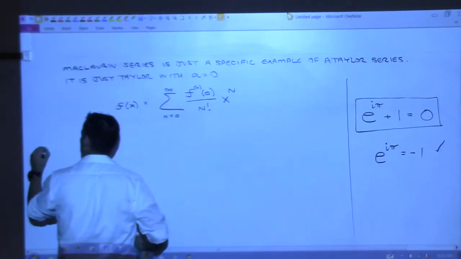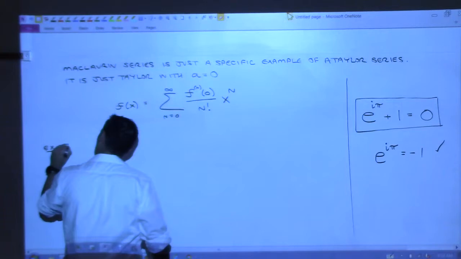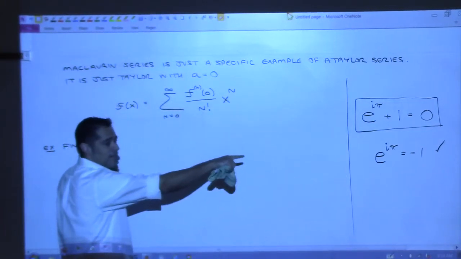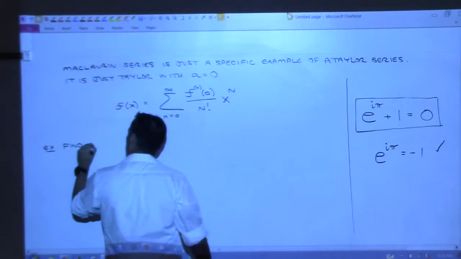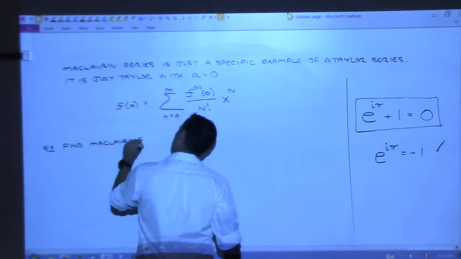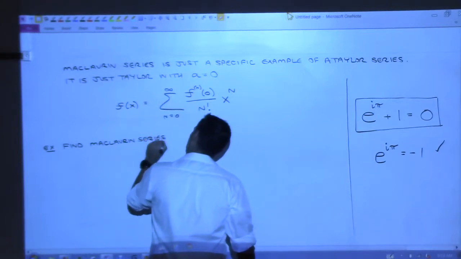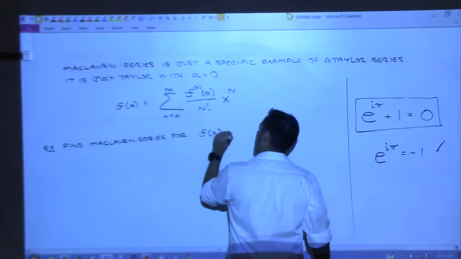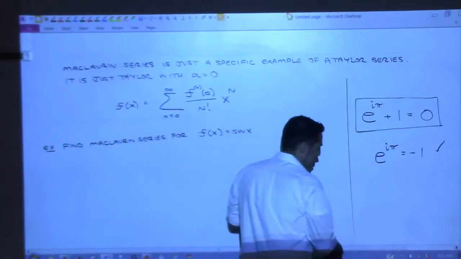First thing we're going to do, first example, find, and just remember, this is going to be the end goal. I'm not doing this right now. This is the end goal, all right? Find the Maclaurin series for f of x equals sine x.